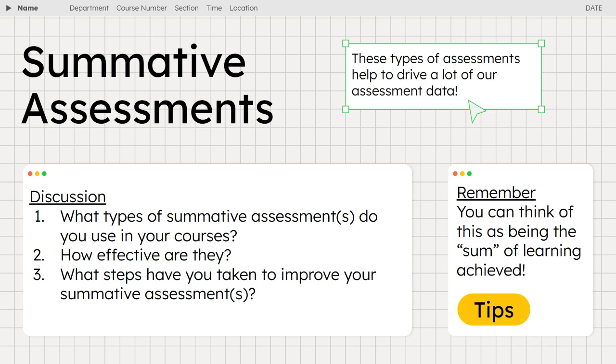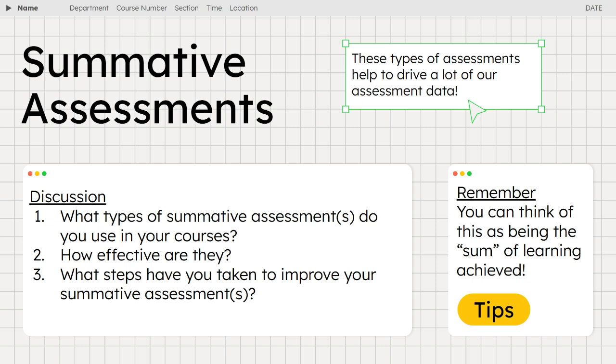And then finally, what steps have you taken to improve your summative assessment or assessments? The first of which hopefully is looking at your course evaluations. Course evaluations are a great way to find out what students have had to say directly about your work, about the coursework, about the organization, the materials that are provided, etc.